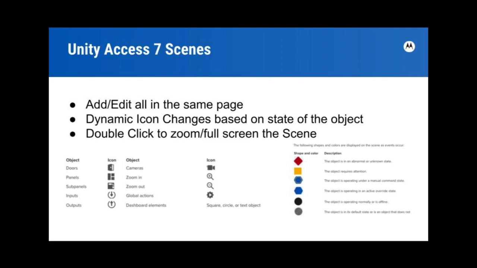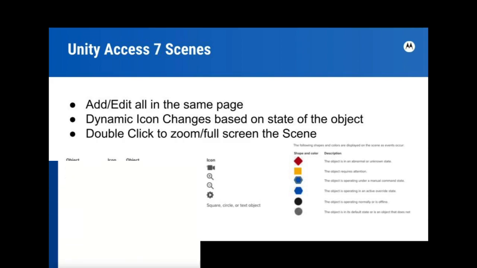So when you look at the examples down below, you can see the new icons for doors, panels, subpanels, and also what the shapes will mean when they change state. What does that mean the state of the object would be in at that time? And then lastly, one neat feature that got added was double click to zoom or go full screen with the scene. With that said, let's dive in and take a look.